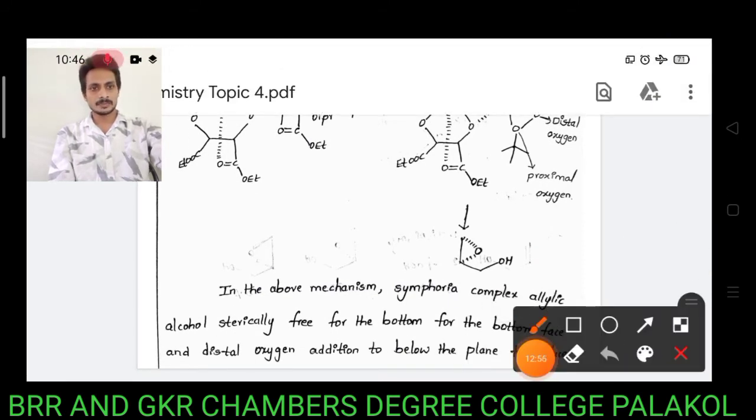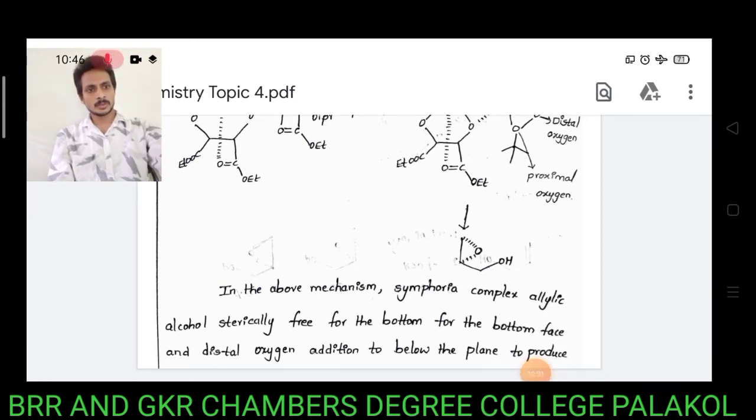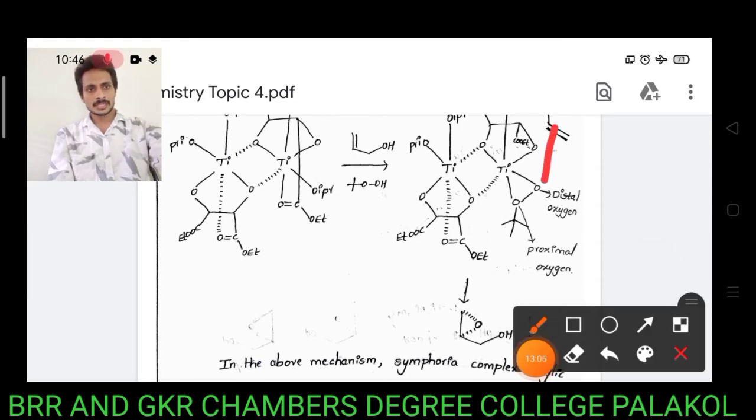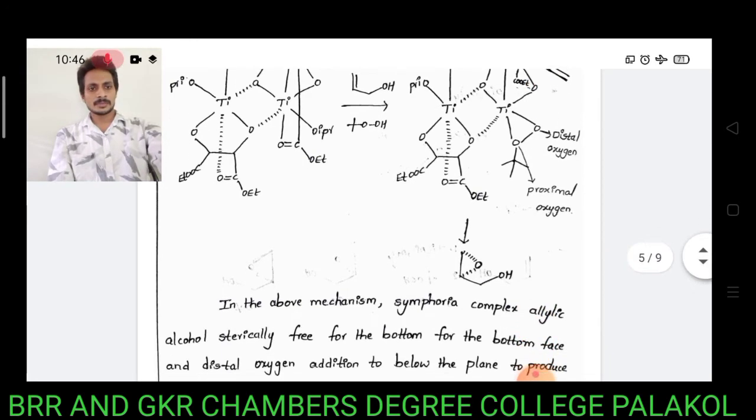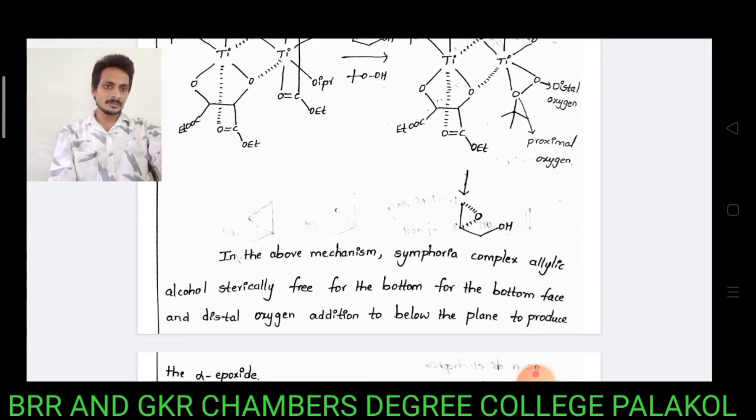In this mechanism, we observe only two things: the distal oxygen is nearer to the stereocenter, then it undergoes oxidation to give the corresponding alpha epoxide. In the above mechanism, the allylic alcohol is sterically free from the bottom face, and the distal oxygen adds from below the plane to produce alpha epoxides.